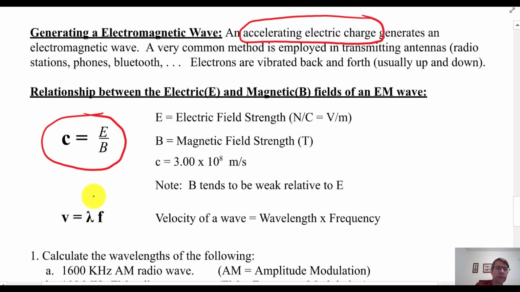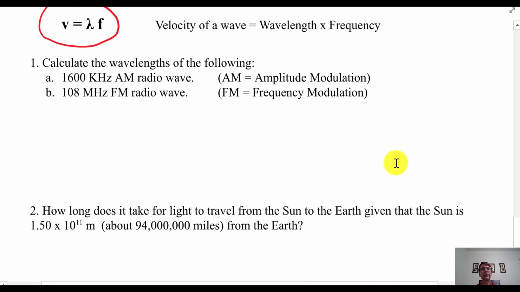This is just a review. This goes way back to Unit 16. The velocity of a wave equals the wavelength times the frequency. So here are some examples to put these into practice. Calculate the wavelengths of the following. So you have an AM radio station and an FM radio station. These aren't actual stations, but AM goes from about 500 kilohertz to 1600 kilohertz. FM goes from about 80-ish megahertz up to 108 megahertz.